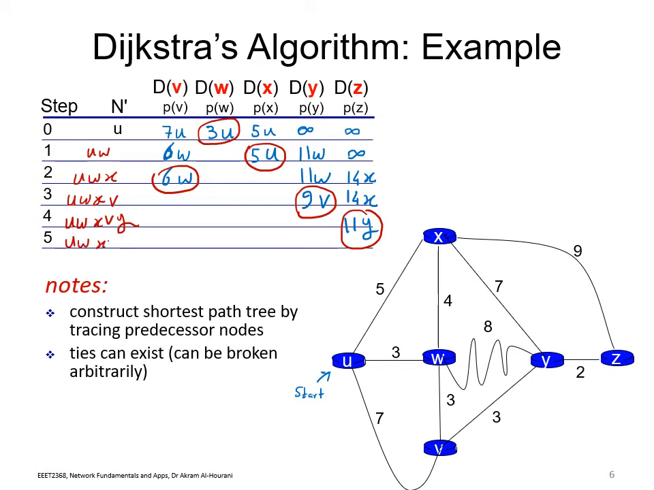There are no more iterations. I'm just going to add z to the known list. So now I know how to reach all the nodes in the network. Now you might ask, for example, how can I reach a random point, y?